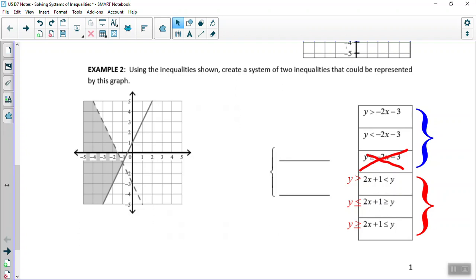So looking at my shading, from this line, everything is down. So it's below that line. So that means it's going to be the less than one. So now we've got that one figured out.